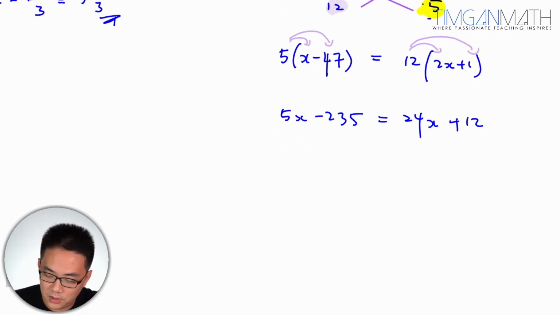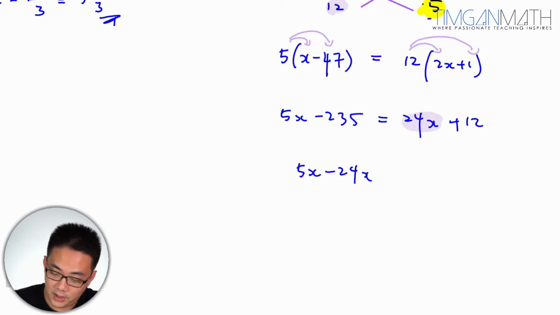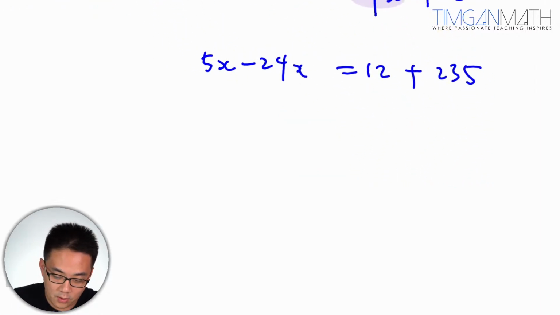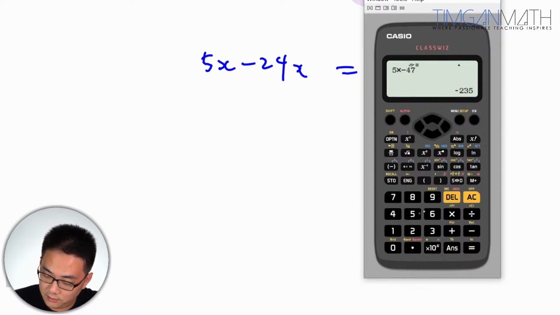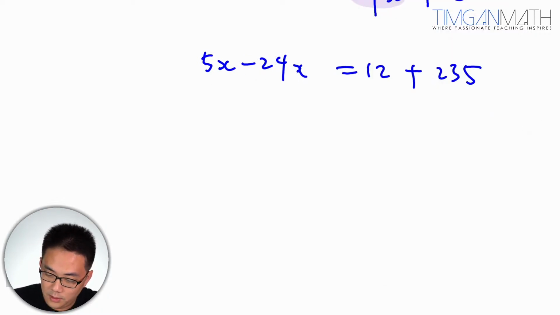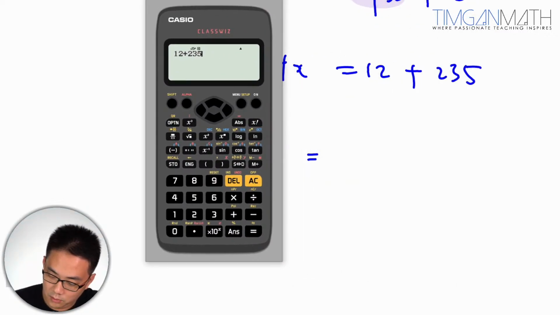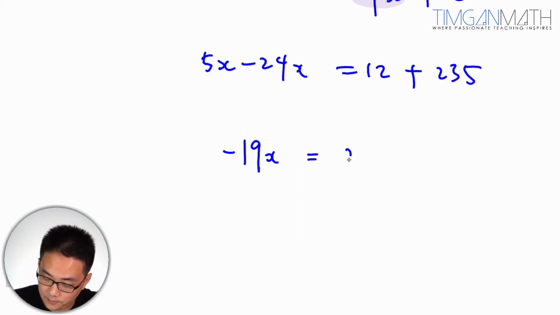So this will be, whoa, this is a bit hard to see. Maybe I'll just put 5x minus 24x. So this bring over will be negative 24x, right? And this will be 12 plus 235. I hope I'll get the answer. So 5 minus 24, negative 19x. And 12 plus 235 would be 247.